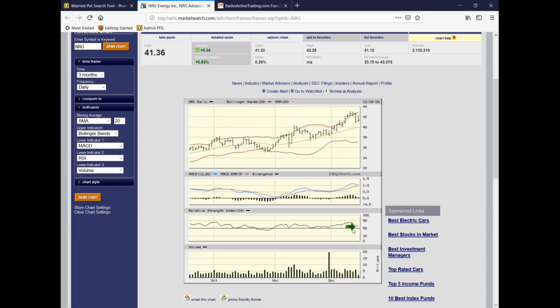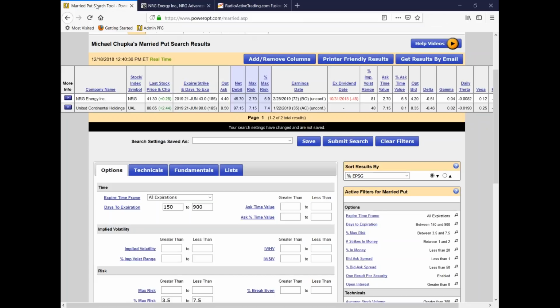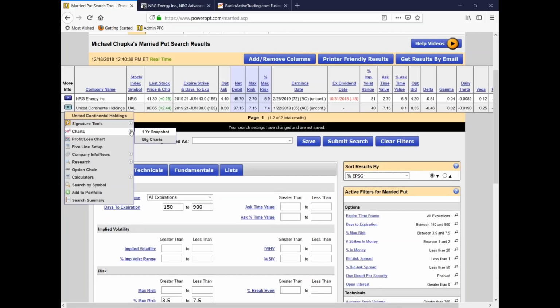RSI dipped down, but look, it's still increasing. Even though the MACD is starting to pinch, that is a cause for concern. Even though we had a little drop yesterday, it's still matching what I want to see. I'm feeling pretty confident with this one as well. But let's go back. We had another option, UAL, in real time, of course. I'm going to go ahead and take a look at that.